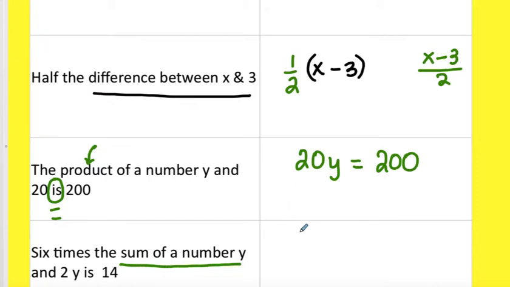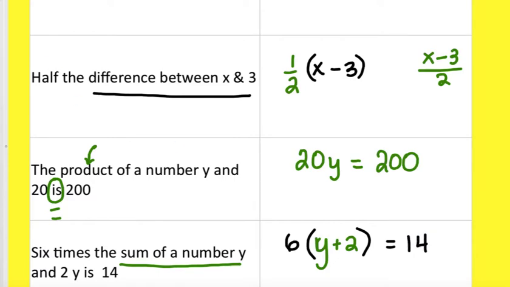All right, 6 times the sum of a number and y. So we've got to do that sum of a number and y first. So the sum of a number y and 2, so y plus 2. I want 6 times that, but because that's an expression, it has to go in parentheses because I want 6 times the whole quantity, is 14.